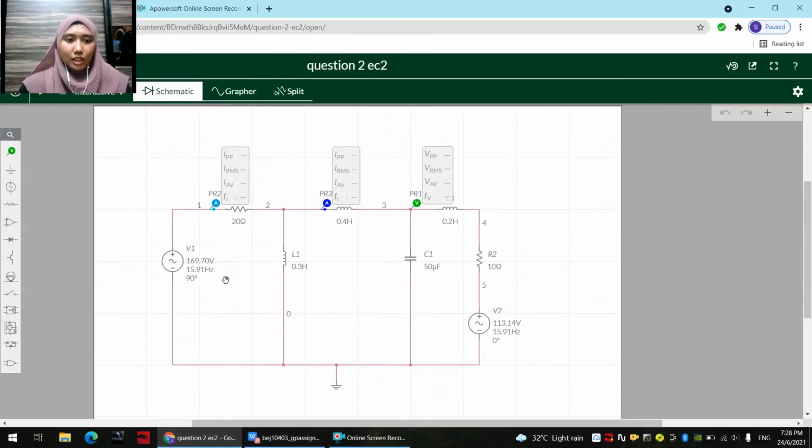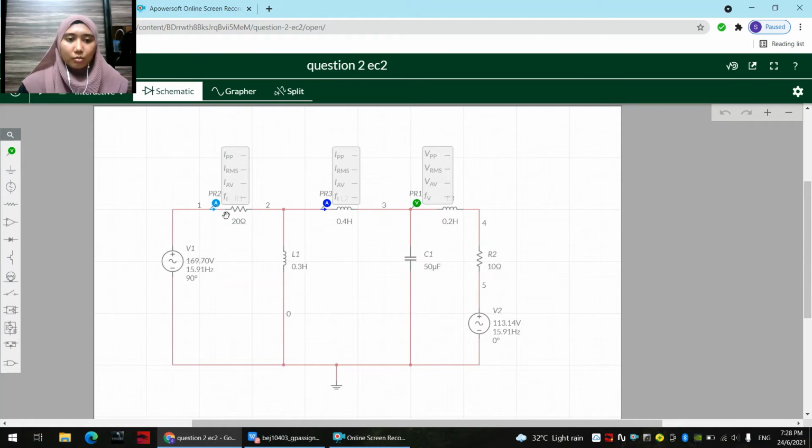And for the simulation, before this, the question is in value VRMS, but I convert into VPK, so the value we get is 169.0 volt, and for the V2 we get 113.14 volt. And then we put the current probe at 2 ohm and a current probe at 0.5 Henry, and then we also put the voltage probe at 0.2 Henry.